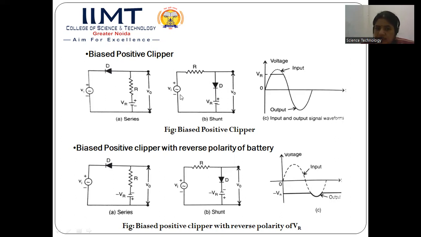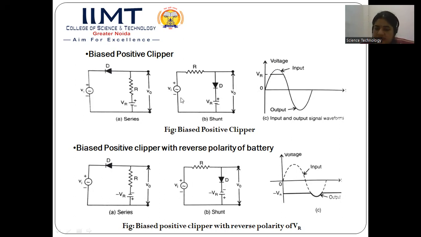If the diode is an open circuit, then all the voltage will appear across the diode and we will be getting the output. Once the value of Vi exceeds VR, the diode will become forward biased. It will start to conduct current and the voltage drop across the diode will become 0. Once the voltage drop across the diode becomes 0, we will not get any output corresponding to the input waveform. So the same result we will be getting as we obtained in the series biased positive clipper. This is how the output waveform in the positive half cycle will look.